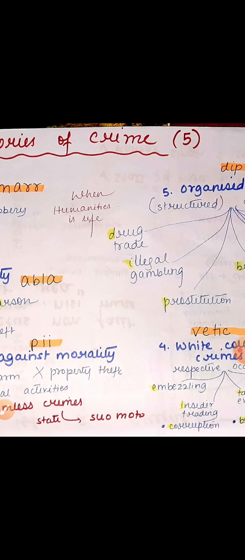I hope you know the meaning of suo moto. Suo moto means on its own behest, on my own. No one is complaining to the state for it. The state is on its own behest, starting investigation and punishing the wrongdoers.